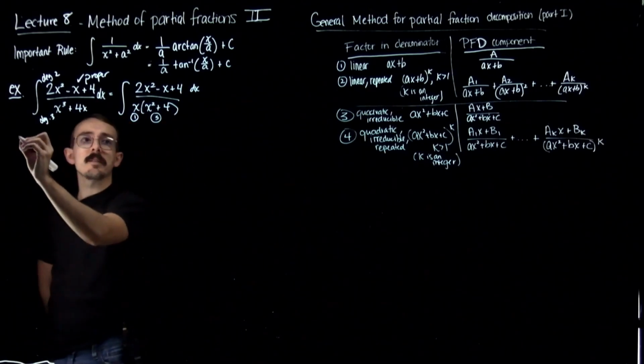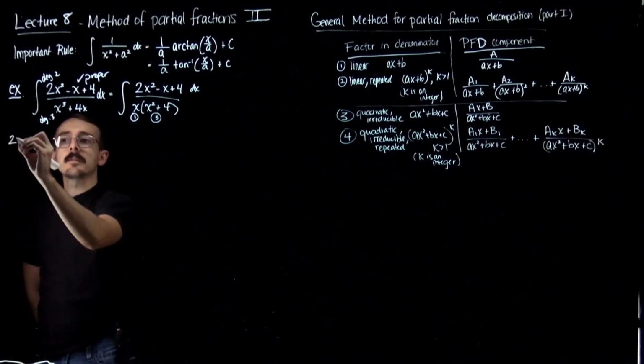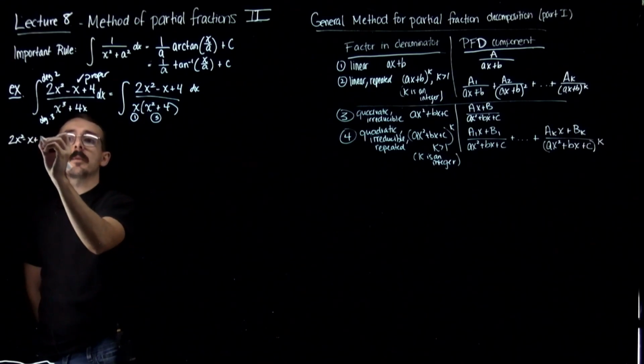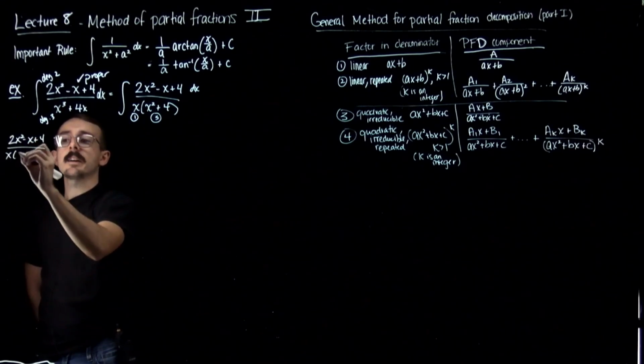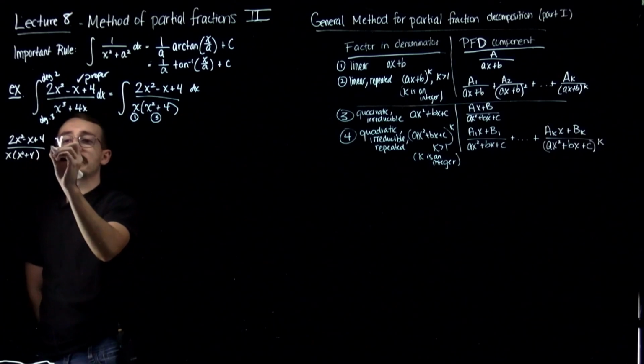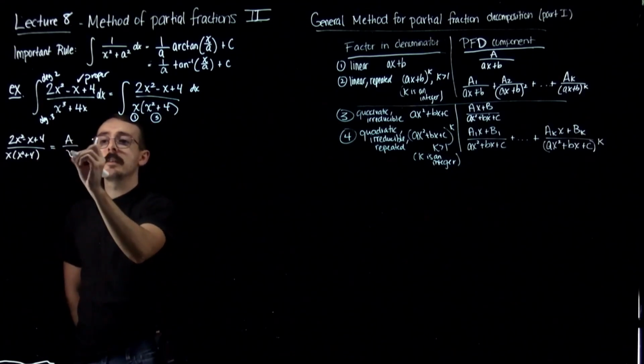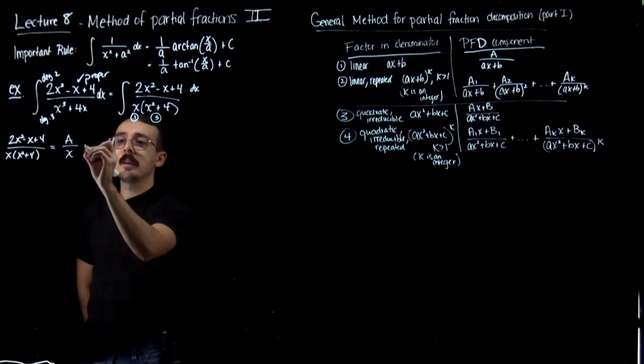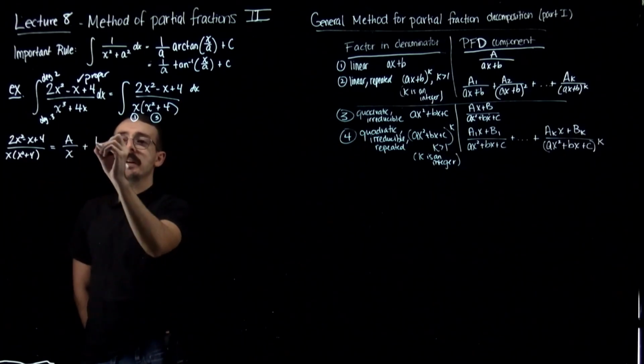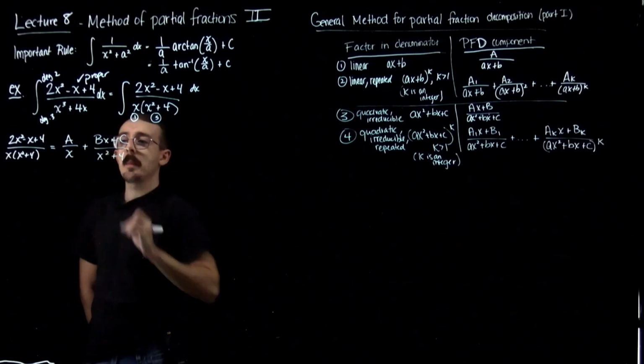Let's do some scratch work over here. So 2x squared minus x plus 4 over x times x squared plus 4 is going to have a general decomposition of A over x, which takes care of my linear factor, and then this irreducible quadratic is Bx plus C over x squared plus 4.